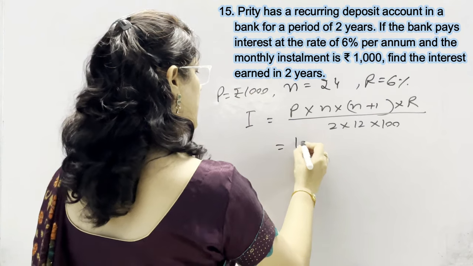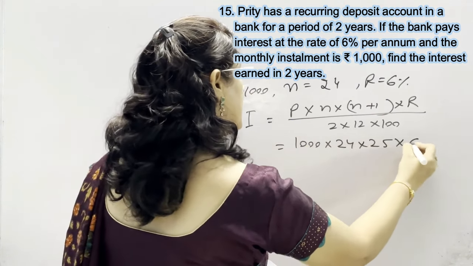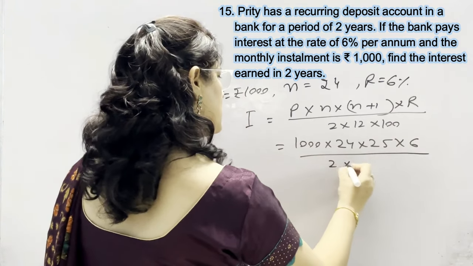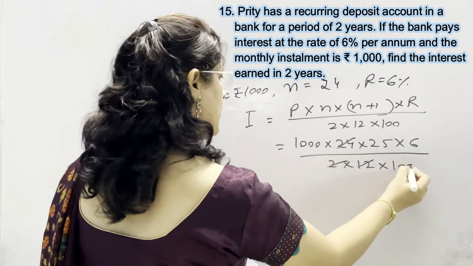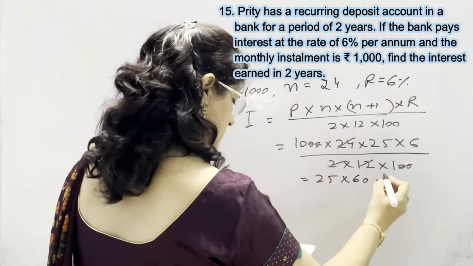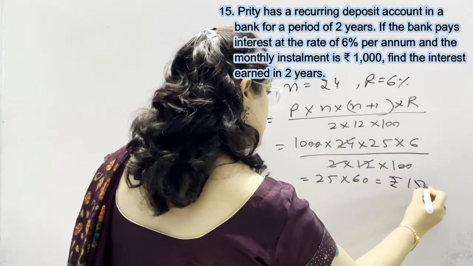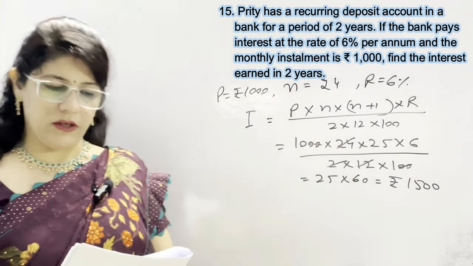So what is the value of P? It is 1000. n is 24. n plus 1 is 25. Rate is 6 divided by 2 into 12 into 100. 12 into 24, 100 zeros cancel. 25 into 60. Its value is rupees 1500. So the interest earned by Preeti is rupees 1500.